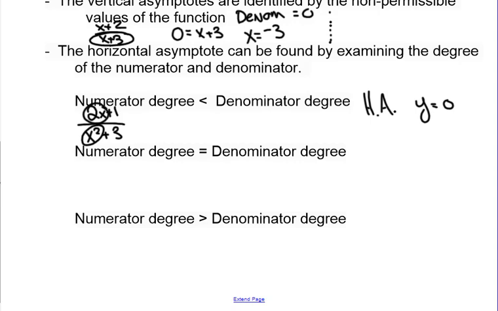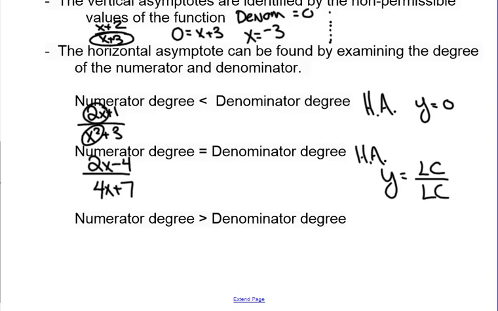If our numerator degree is equal to our denominator degree, then we have a horizontal asymptote at y is equal to the leading coefficient over the leading coefficient. What that might look like is 2x subtract 4 over 4x plus 7. My leading coefficient comes from the term that has the highest power, in this case our x, and the number that's attached to it. So in this case, it would be 2 over 4 or 1/2. So then we have a horizontal asymptote at y is equal to 1/2.